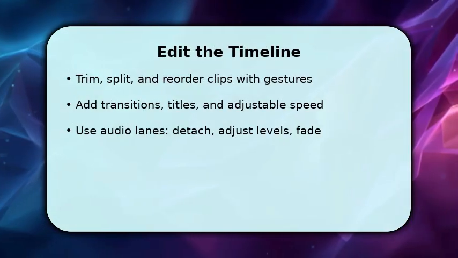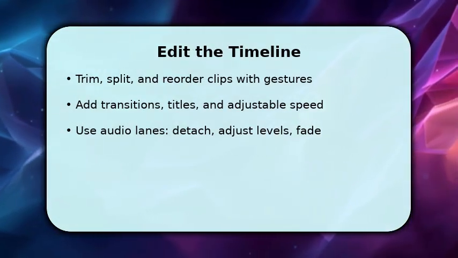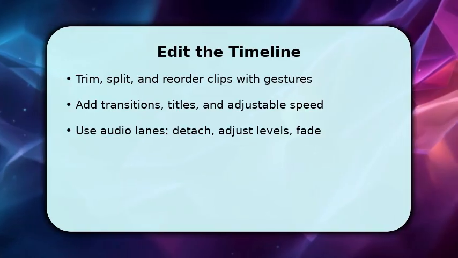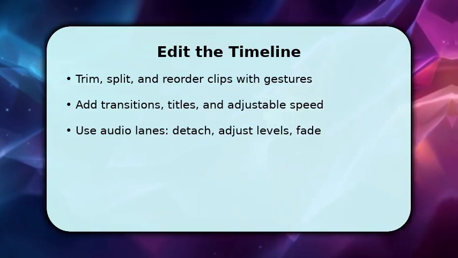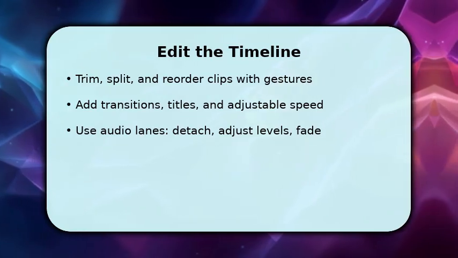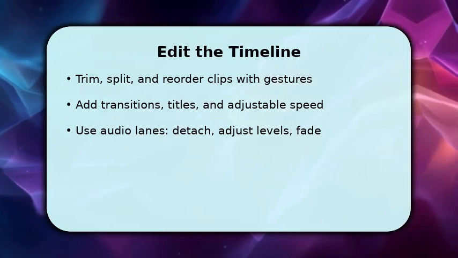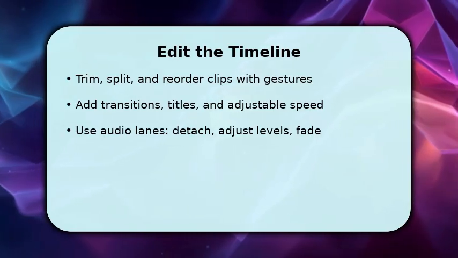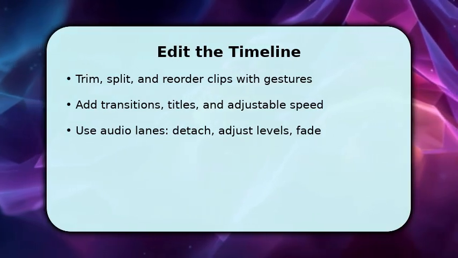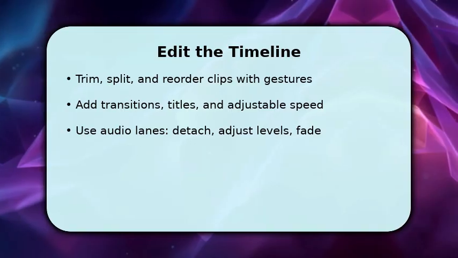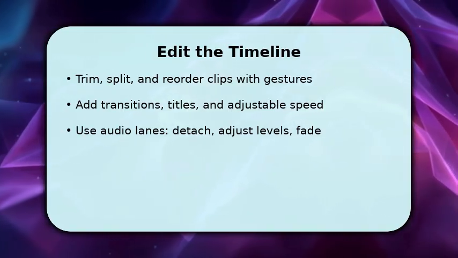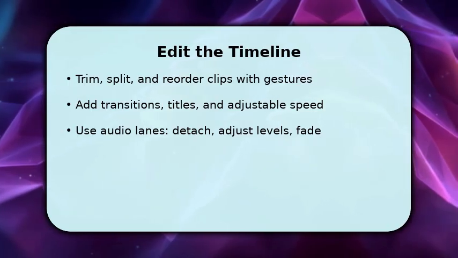You'll work the timeline next. Pinch to zoom, tap a clip to split or drag to rearrange. These gestures speed up assembly. Once pacing feels right, add transitions sparingly and use titles for context. Adjusting clip speed can create emphasis or smooth motion. For audio, detach video tracks, lower background levels, and add fades so dialogue stays clear.